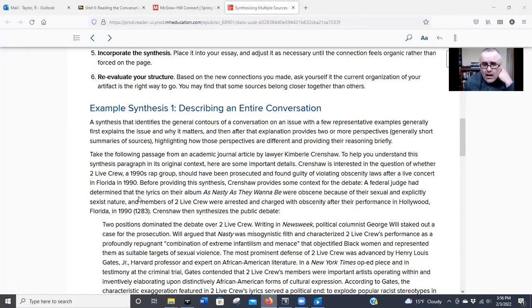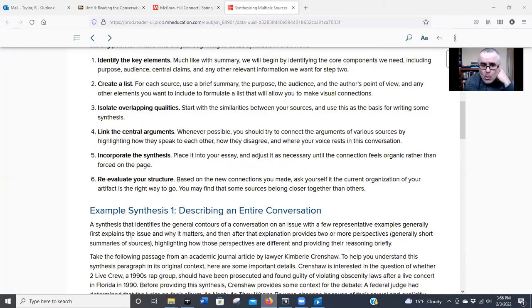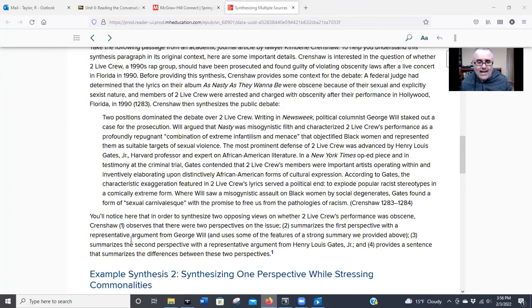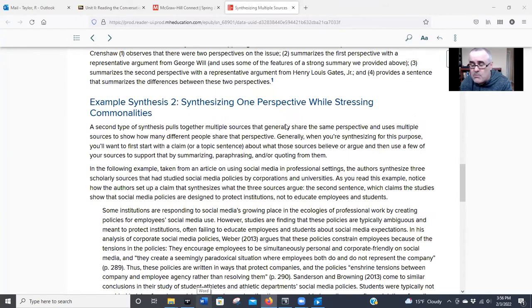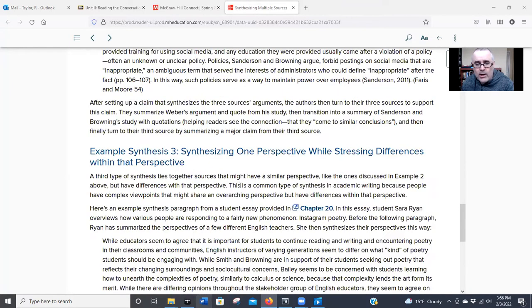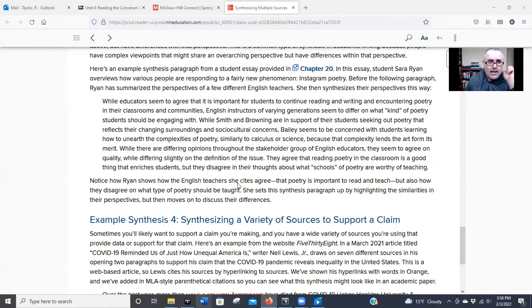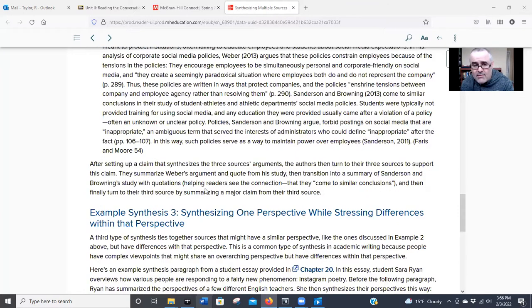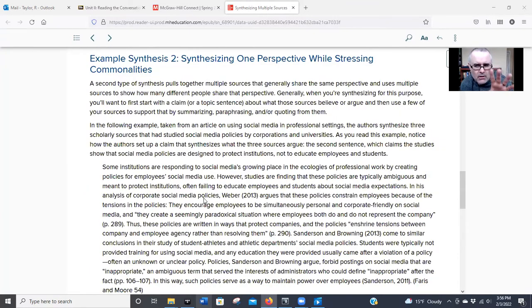And you can see that there's several different types of syntheses. The first one is about describing the entire conversation, right? That you are defining everything that's been said. And if you scroll down, synthesizing one perspective while stressing commonalities. This one may be particularly useful for the assignment that we're doing in class. This one is synthesizing one perspective while stressing differences within that perspective. And then lastly, synthesizing a variety of sources to support a claim. This one will be less relevant. If you ask me, I think that the second one is perhaps most relevant to class.